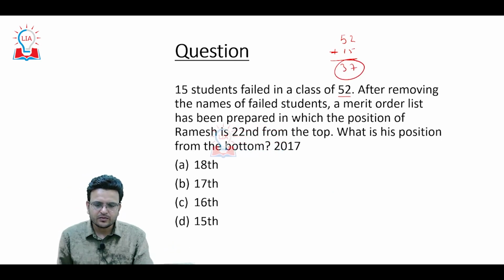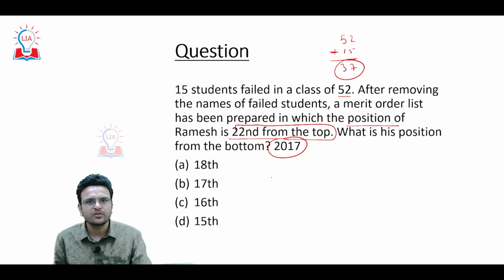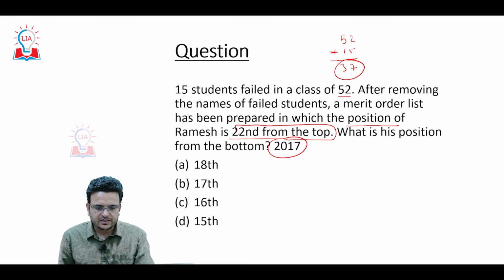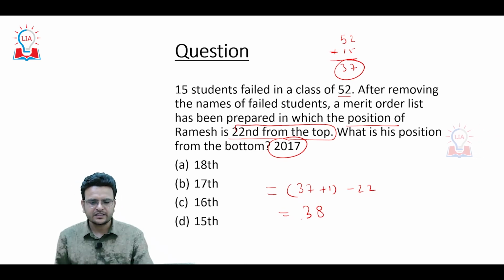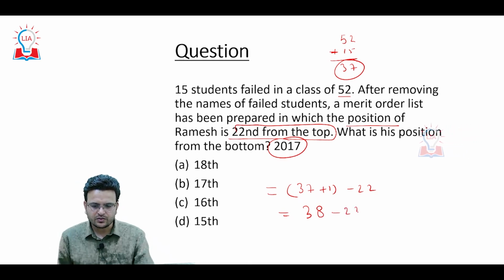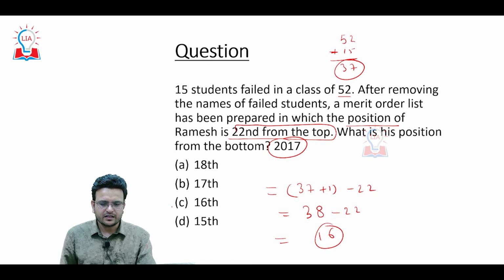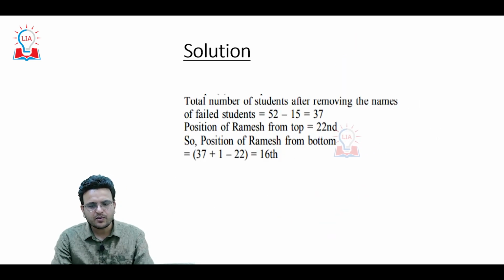After removing the names of the failed students, a merit order list has been prepared in which the position of Ramesh is 22nd from top. This question UPSC has asked in 2017. From top, it is 22nd. What is the position from bottom? So total plus 1 minus 22. 38 minus 22, it will be 16. So from the bottom it will be 16th position.